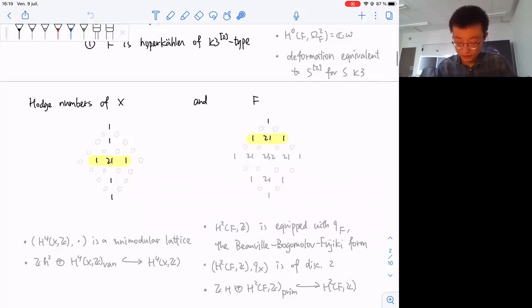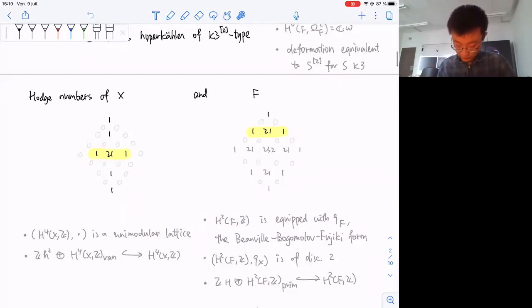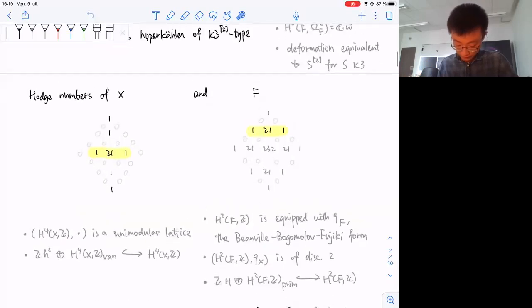Now on the right-hand side, we have a hyperkähler fourfold. By the general theory of hyperkähler varieties, the H^2 is equipped with the Beauville-Bogomolov-Fujiki quadratic form. And if we look at the whole lattice, this is not a unimodular lattice. So this is in fact different from the H^4 that we have on the left. This is a lattice of discriminant 2. And inside we have the class here, the h. This is a class of polarization.